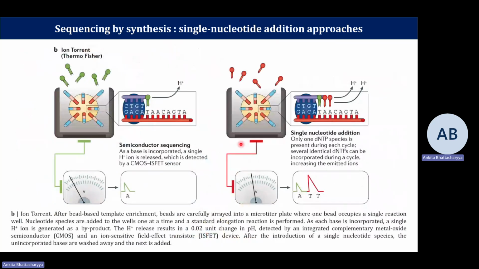Following which, we also discussed the Ion Torrent method, which involved the presence of sort of a voltmeter which was able to detect the incorporation of individual bases by the shift in the pH, which occurs due to the release of H+ ions every time a single base gets incorporated. That results in a 0.02 unit change in the pH, which is detected by the complementary metal oxide semiconductor and field effect transistor device, and unincorporated bases are then washed away, and every time you get an incorporation, the signal can be read out in the following manner.